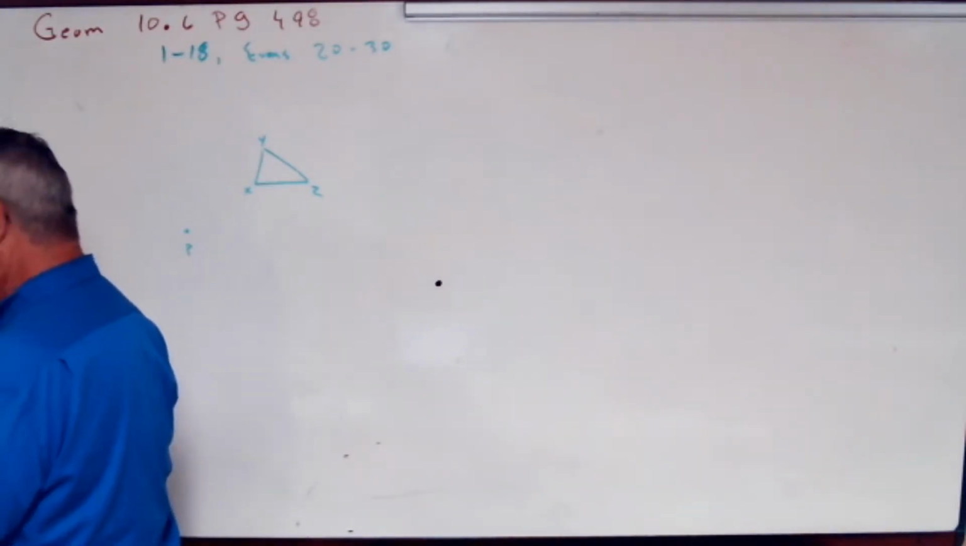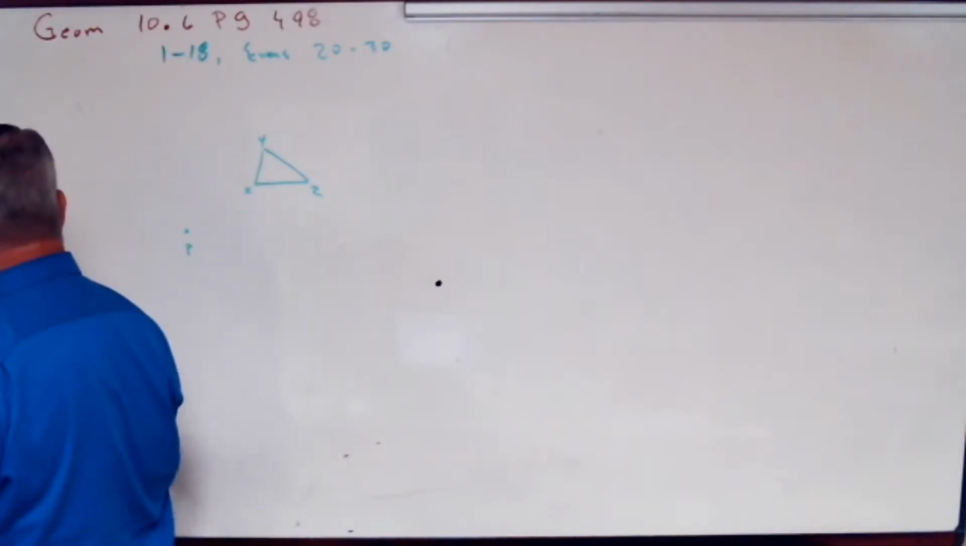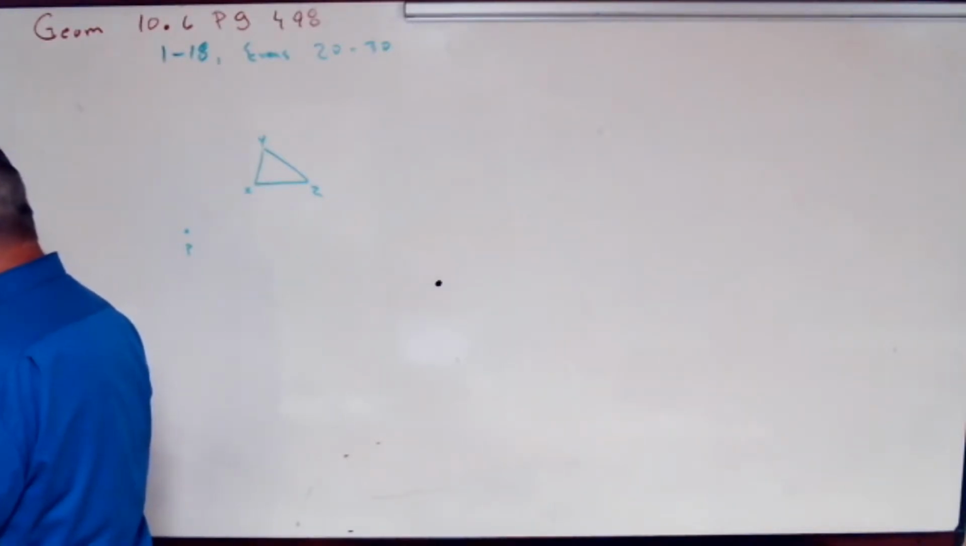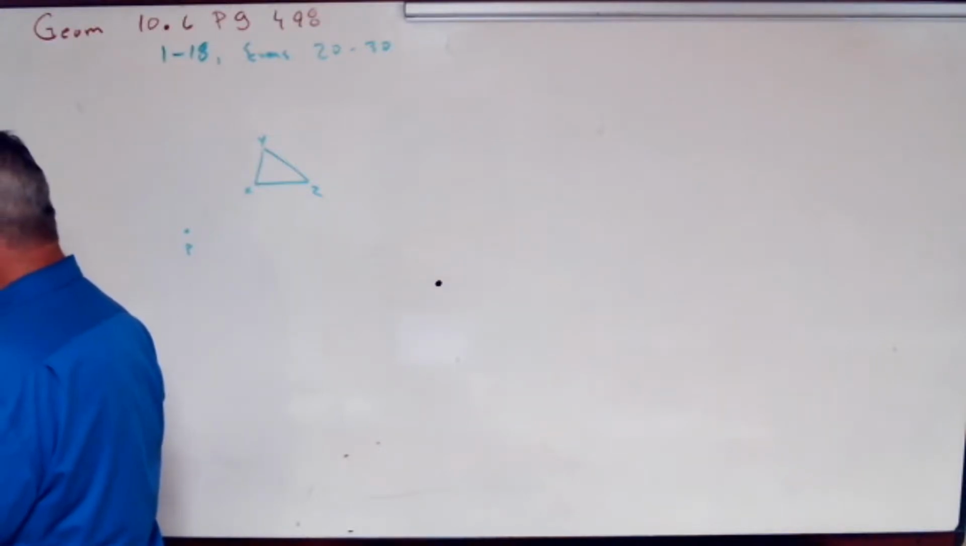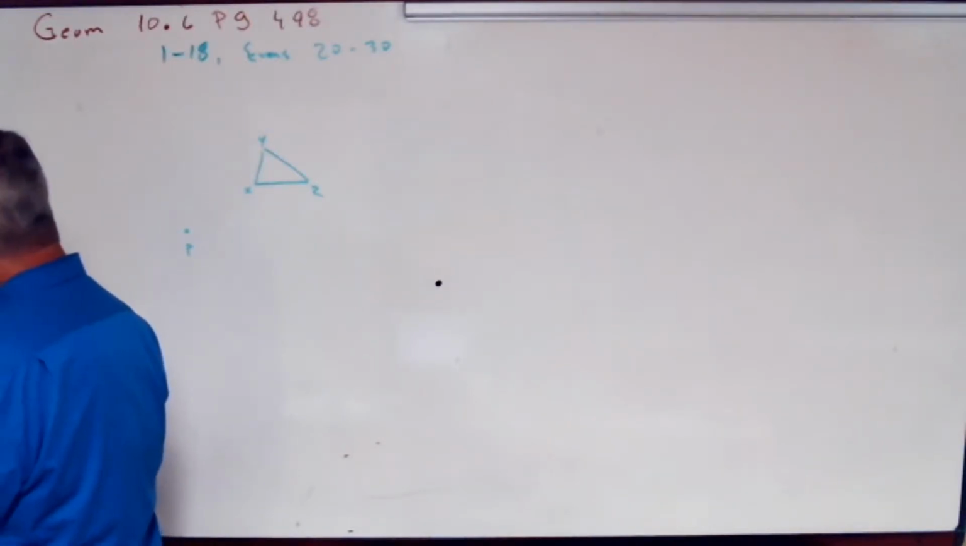So a dilation is a transformation defined by its center, P, right here, and scale factor, K, being greater than 0, such that P and every other point is mapped onto A prime. Okay, so all this is saying is this.